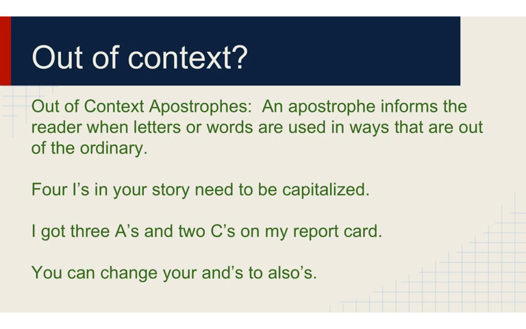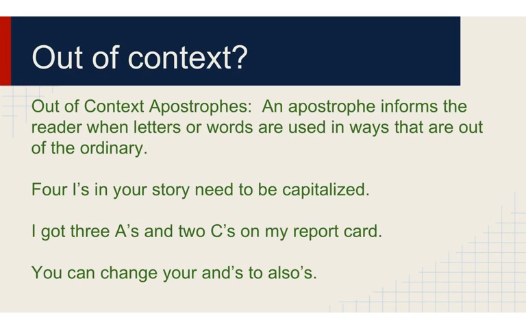Also, an apostrophe can be used to show when letters or words are used in ways that are out of the ordinary. So, we wouldn't usually refer to I's as a noun. Saying, you use the word I in your story too many times. That's not how we usually use the word I. Usually I means, I did something. It's a pronoun that refers to me.